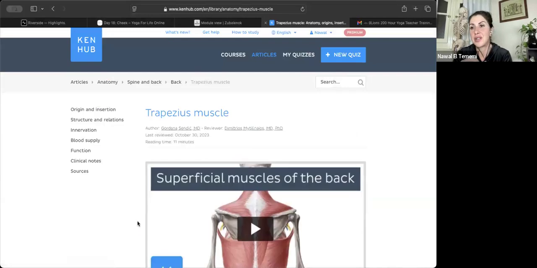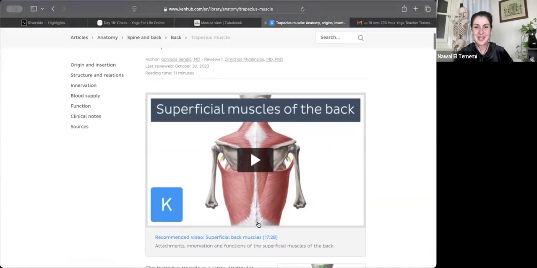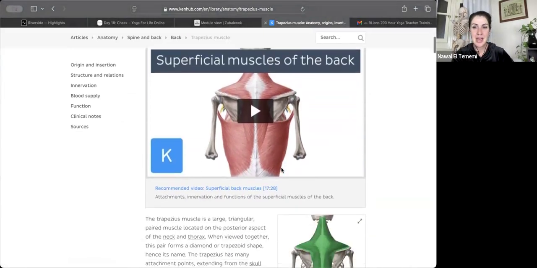Your trapezius, or your traps, this is going to be one that people are always complaining about. So this guy here, and the superficial muscles of the back, maybe we'll stay on this page for a bit.